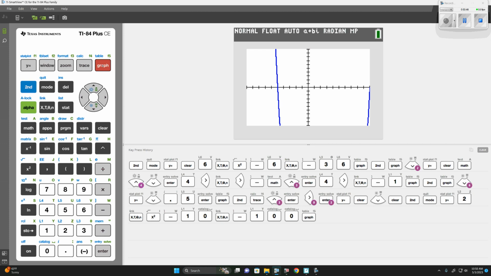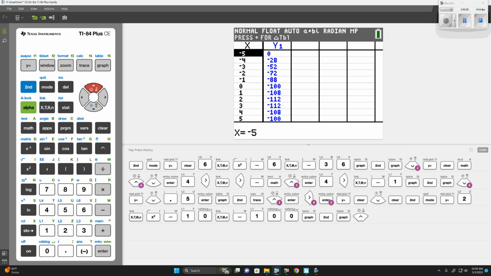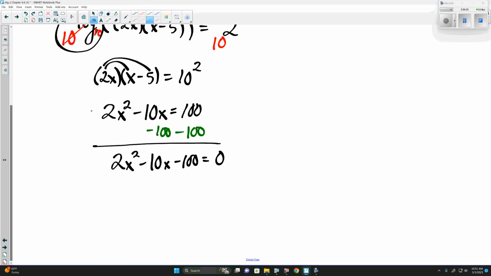We do see that it crosses at 2 spots. If we go second graph, when x is negative 5, the y value is indeed 0. If we scroll down, when x is 10, the y value is indeed 0. So we had x is equal to negative 5, and x is equal to 10. Any questions on any of these here so far?